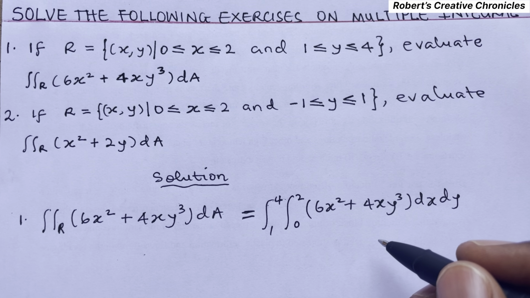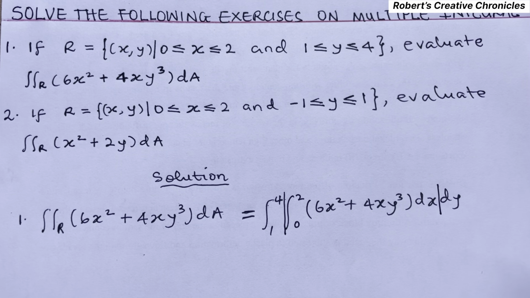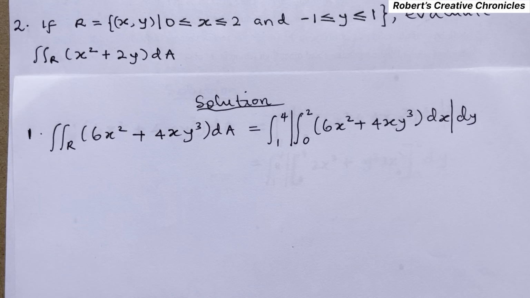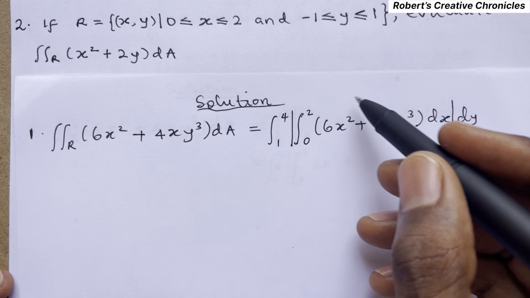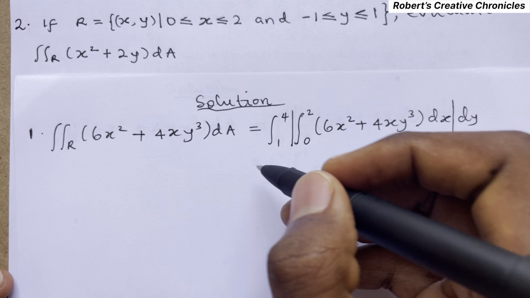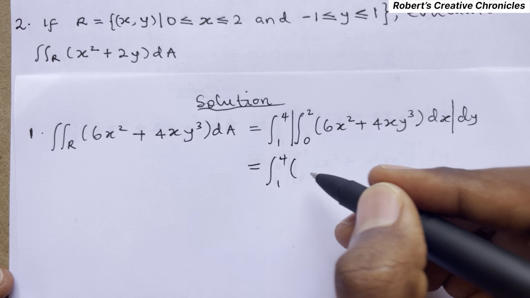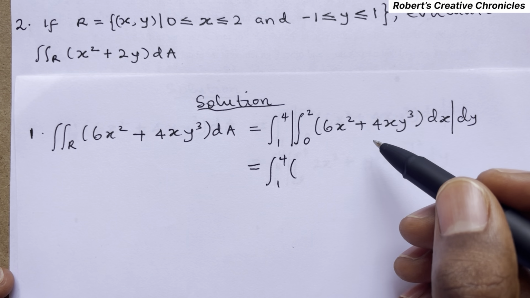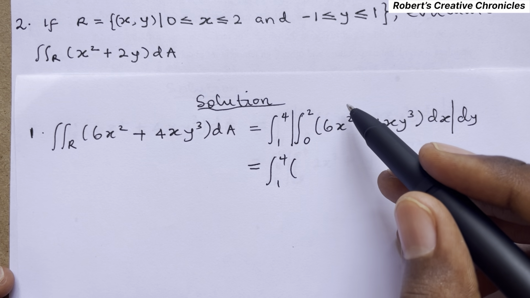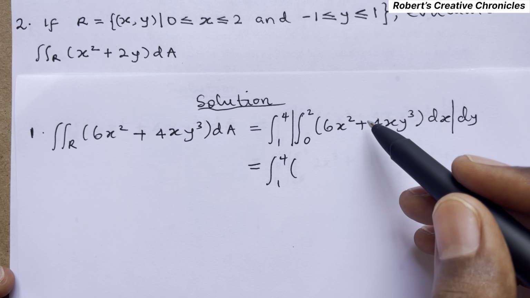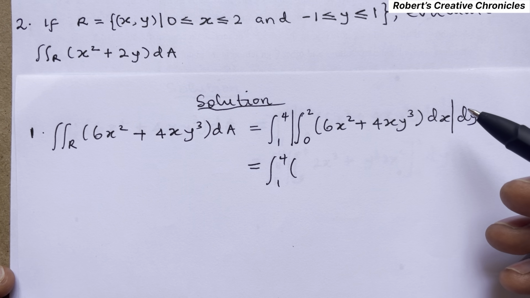So we can put line bars to show this. So now we are going to find the inner integral first. Since the integral is with respect to x, we are going to treat x as the variable and y as the constant. So anywhere we see y, we will treat it as a number.